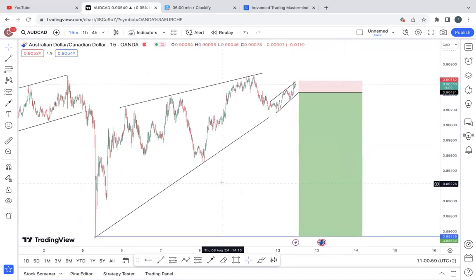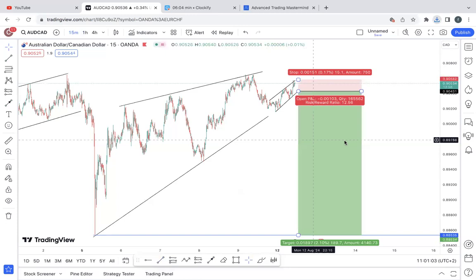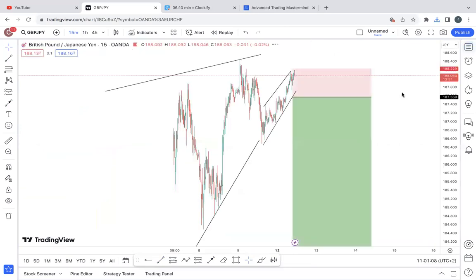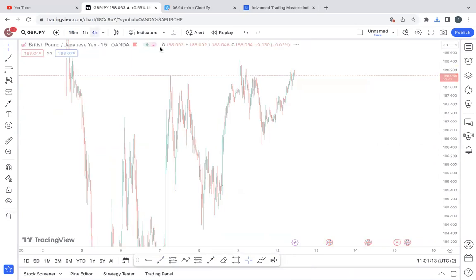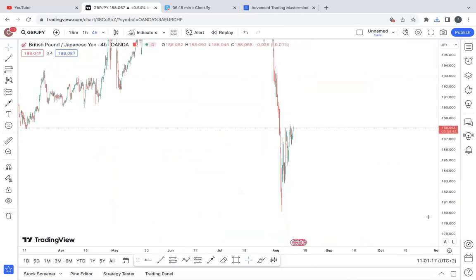So this is how I'm looking at the Australian dollar over the Canadian dollar. So that is it on this pair. Now let us move on to our next pair, which is the Great British Pound over the Japanese yen. So this one, once again, moving on toward the high time frame, we're going to start our analysis on the high time frame.